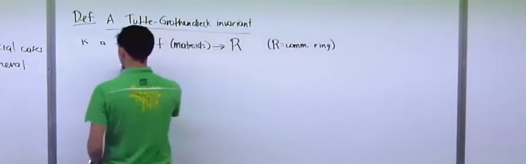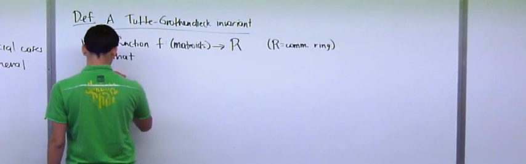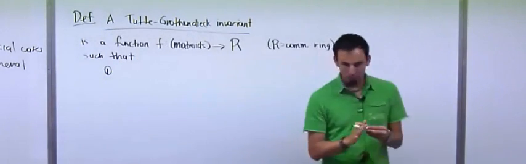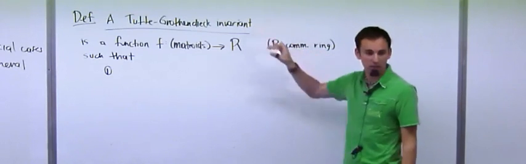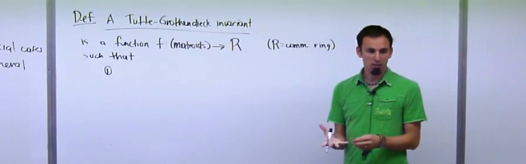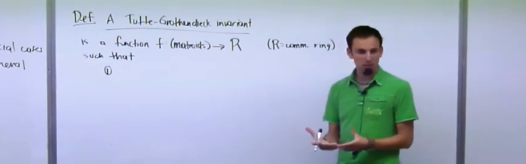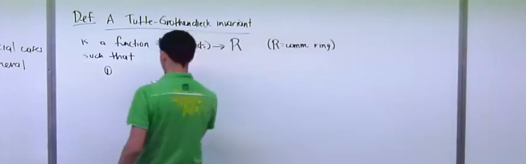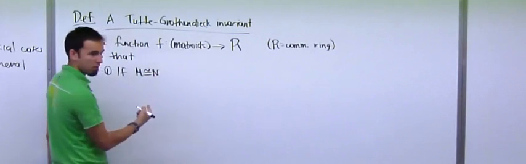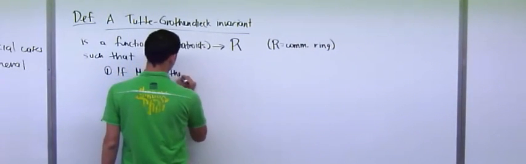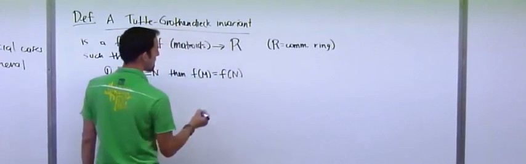Satisfying some properties. And the first property is a very important one, and it's the reason that you call this an invariant, which is that if you have the same matroid, then you should be assigning the same element to it. But the same meaning isomorphic. So if you have two matroids that maybe have different presentations, but really they are isomorphic, then you should be assigning them the same thing.